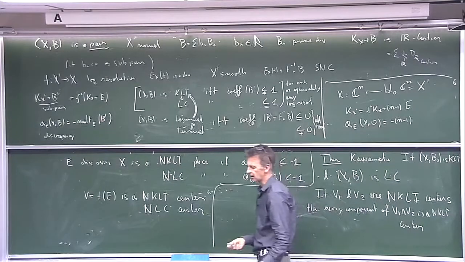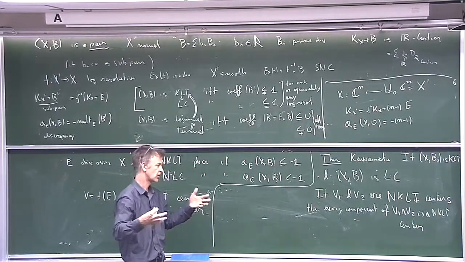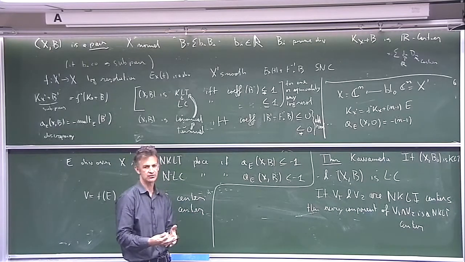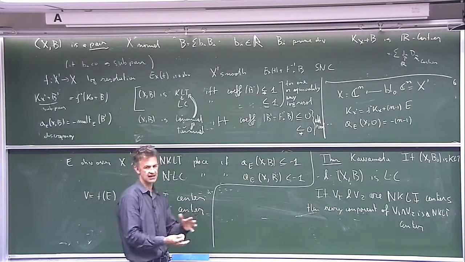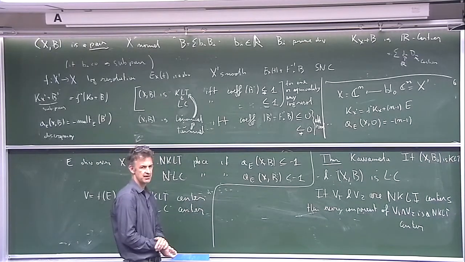And in particular, you can talk about minimal non-KLT centers, right? Because whenever you have two non-KLT centers, every component of the intersection is a non-KLT center. So you can just keep intersecting until you get a minimal one. So does the statement make sense?